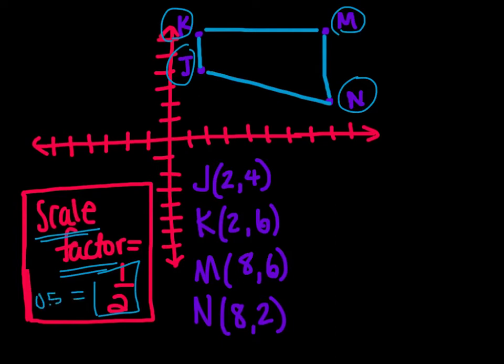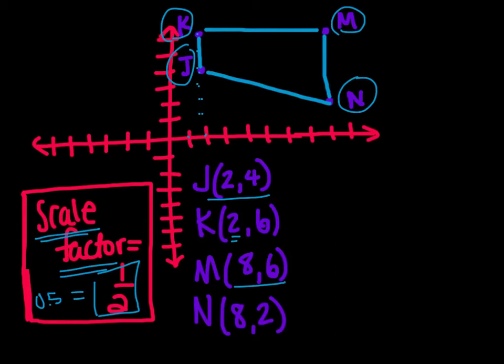So first things first, we need to find the points, and the points are written down here, but let's make sure they're right. It says point J is at 2, 4, so 2 represents the x, so we go 1, 2, and then we go up 4 points. 1, 2, 3, 4. Yes, J is at the right spot. We can also check K, so over 2, and then up 6. 1, 2, 3, 4, 5, 6. Good, K is at the right spot.